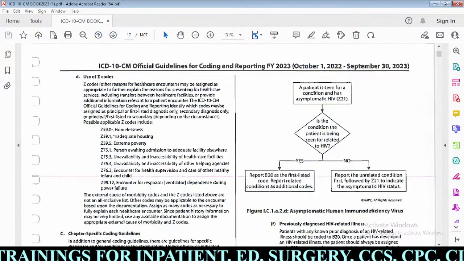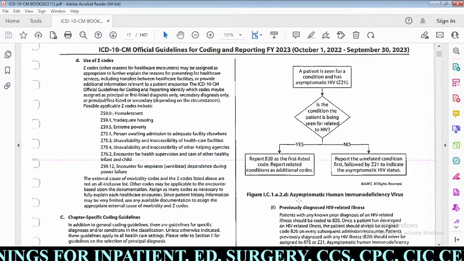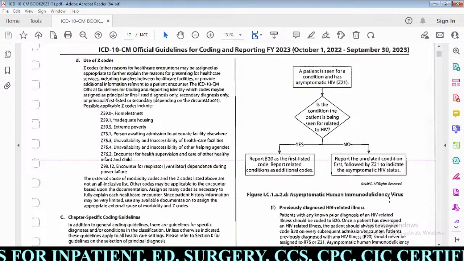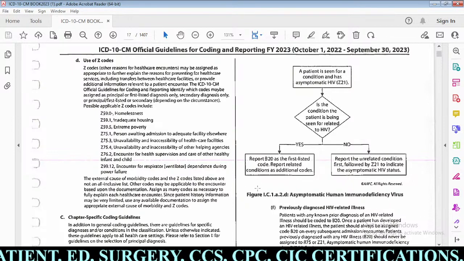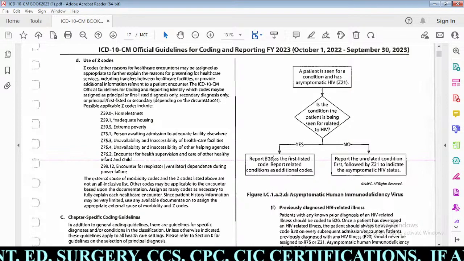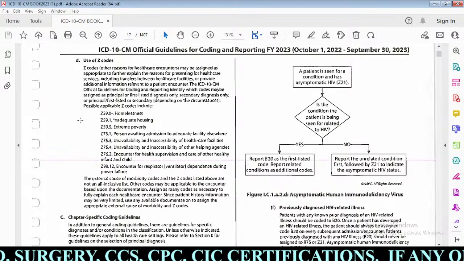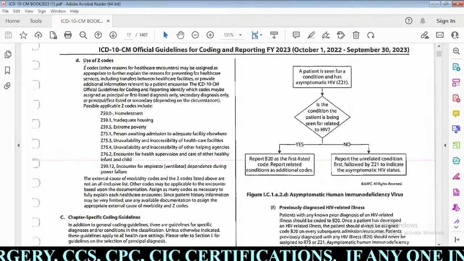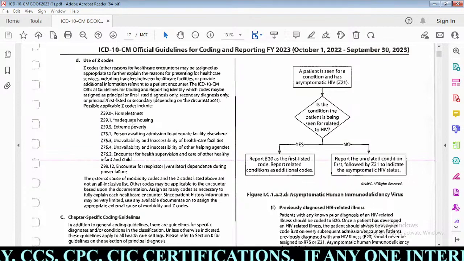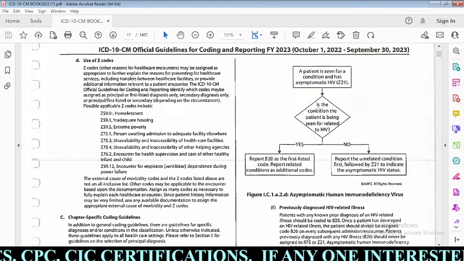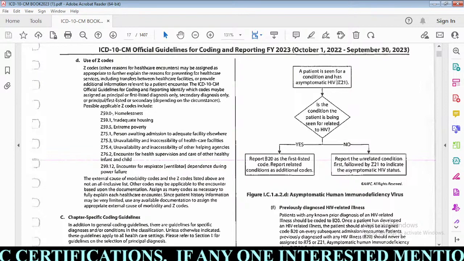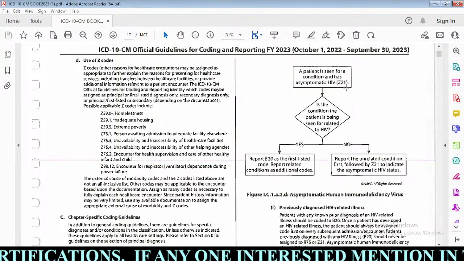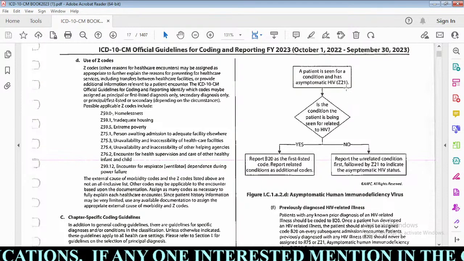Here you see we have asymptomatic human immunodeficiency virus. Like these charts, we have multiple in the ICD-10-CM book. You need to follow all these codes. For example, if you want to know the use of Z codes, you need to check this one here. If you have any doubt regarding HIV coding, you need to check this. A patient is seen for a condition and has asymptomatic HIV. So the patient is asymptomatic.